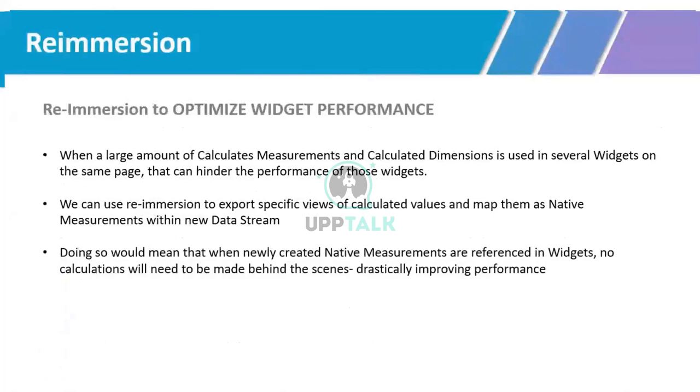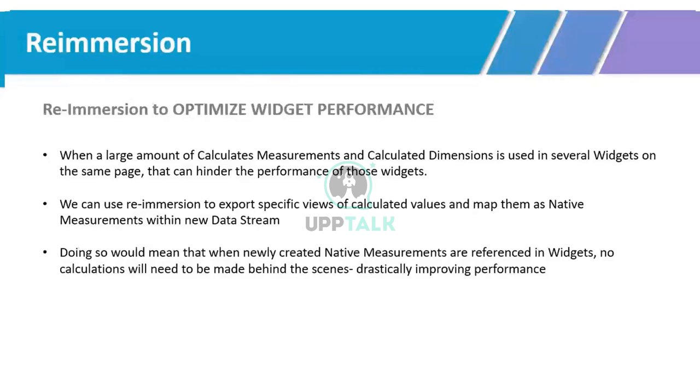Remergent is used to optimize widget performance when a large amount of calculated measurements and dimensions are used in several widgets on the same page. They can hinder the performance. And that's what we have discussed.